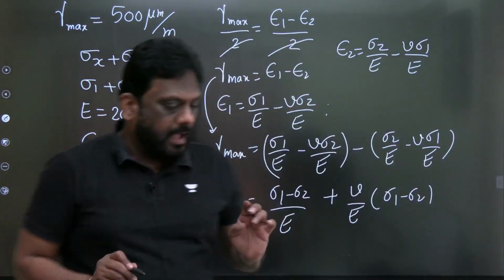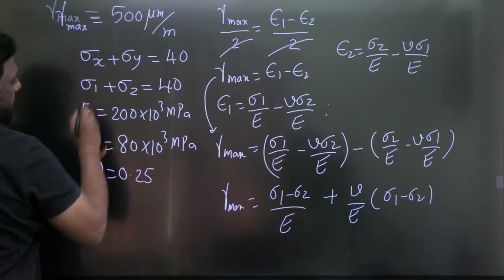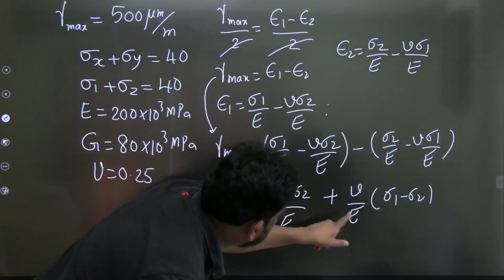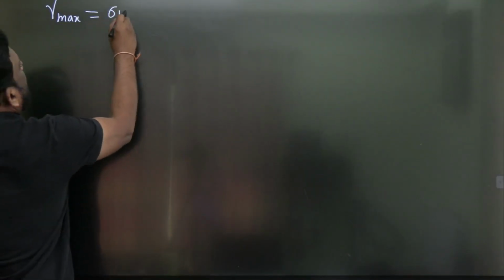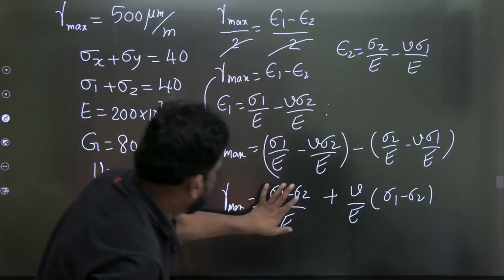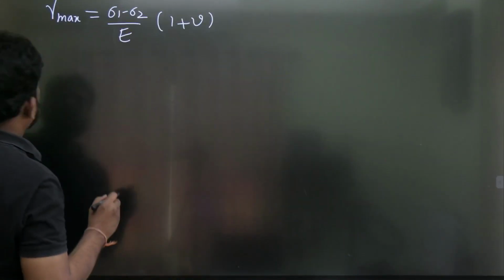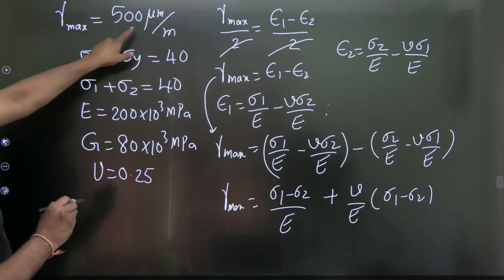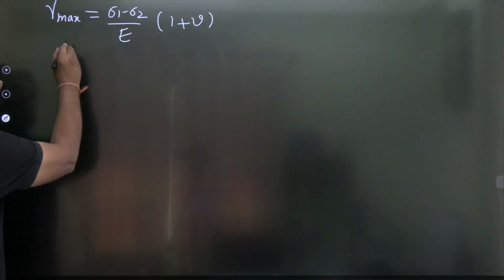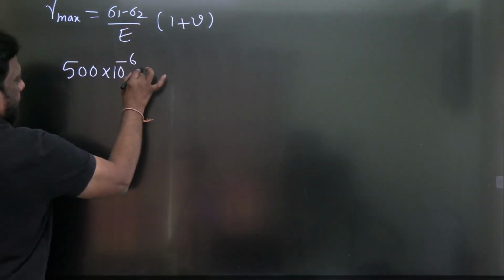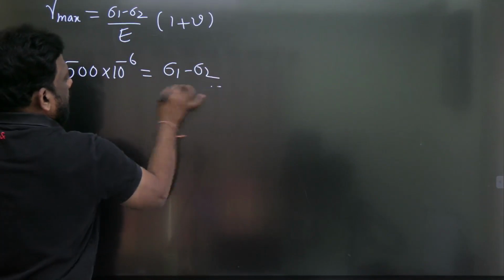So therefore, dear students, gamma max can be written as, let me take sigma 1 minus sigma 2 by E common. If I take sigma 1 minus sigma 2 by E common, it will be 1 plus nu. Absolutely correct. So therefore, gamma max is given as 500 micro, meaning 10 power minus 6. So gamma max is 500 into 10 power minus 6, equal to sigma 1 minus sigma 2 by E.